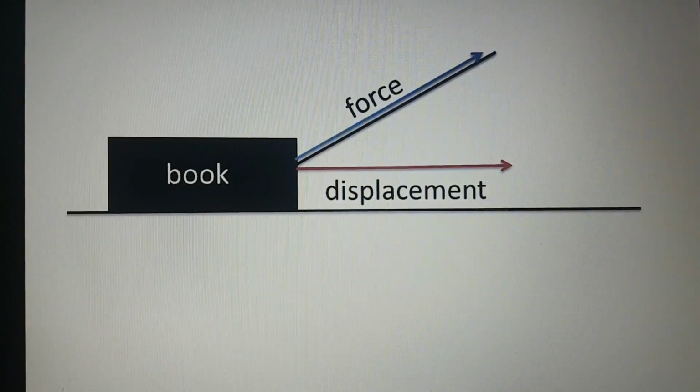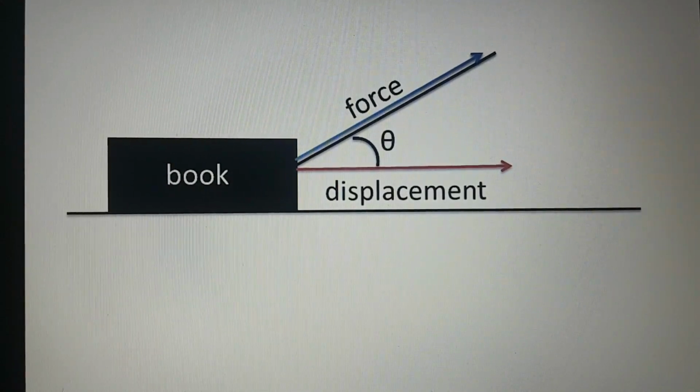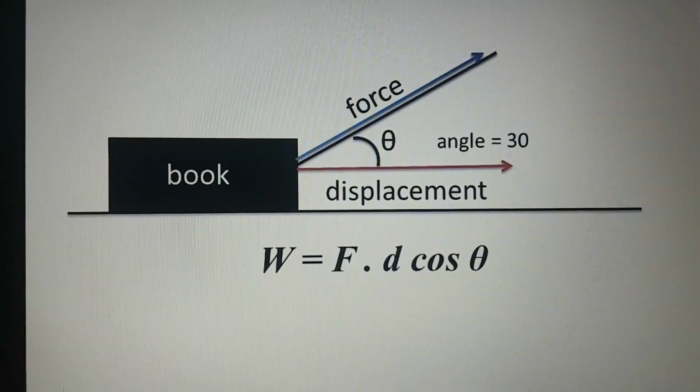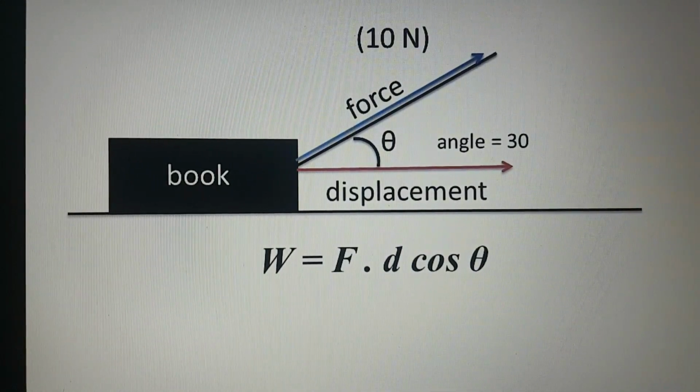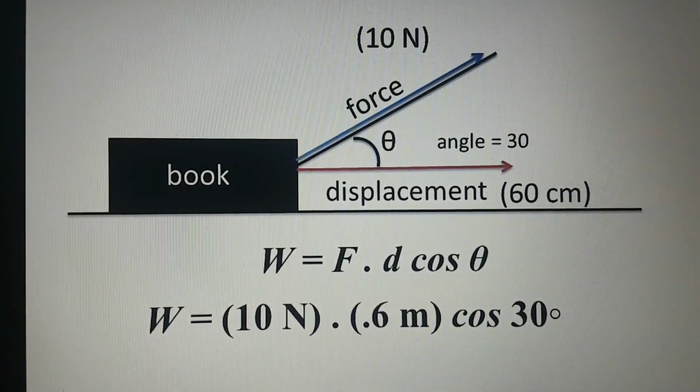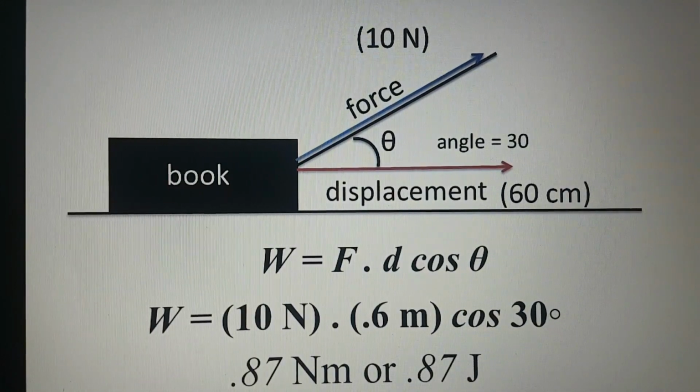We can see that there is an angle formed between the force and displacement. Let's represent that angle as theta. Let's say for example that the value of that angle is 30 degrees. Now, from our equation work is equal to force times displacement cosine theta, we're going to assign another value for force and displacement, 10 Newtons and 60 centimeters. So we have 10 Newtons multiplied by 0.6 meters cosine 30 degrees, because that is the value of our angle. We will be having an answer of 5.2 Newton meters or 5.2 joules.